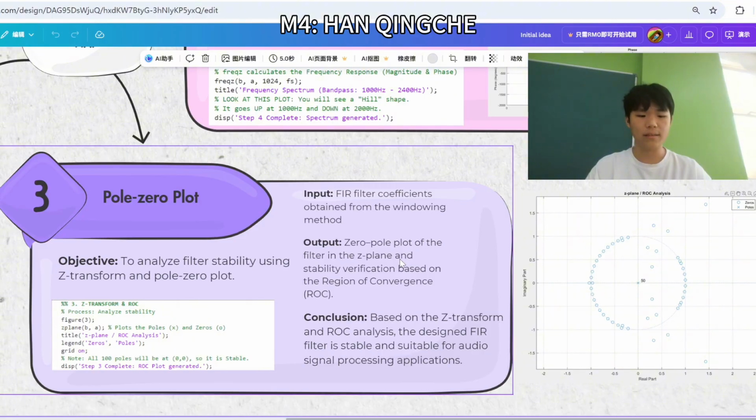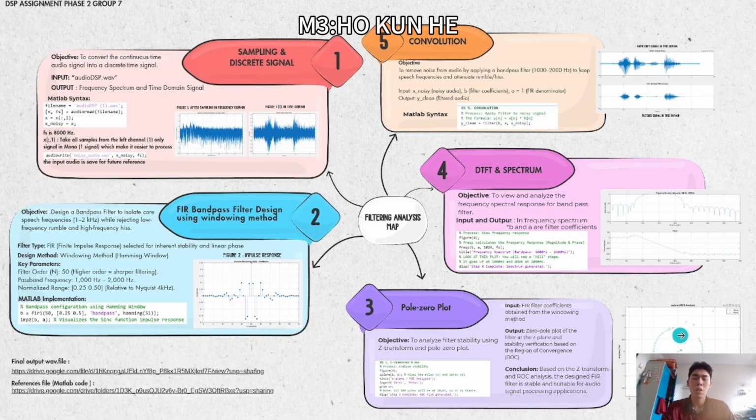The figure on the right shows the result. From the plot, we can see that all poles are located at the origin, which is a typical characteristic of FIR filters. The zeros are distributed around the unit circle and are used to control the frequency response. Finally, the conclusion. Based on the Z transform and pole zero analysis, the designed filter is stable and suitable for audio signal processing applications.